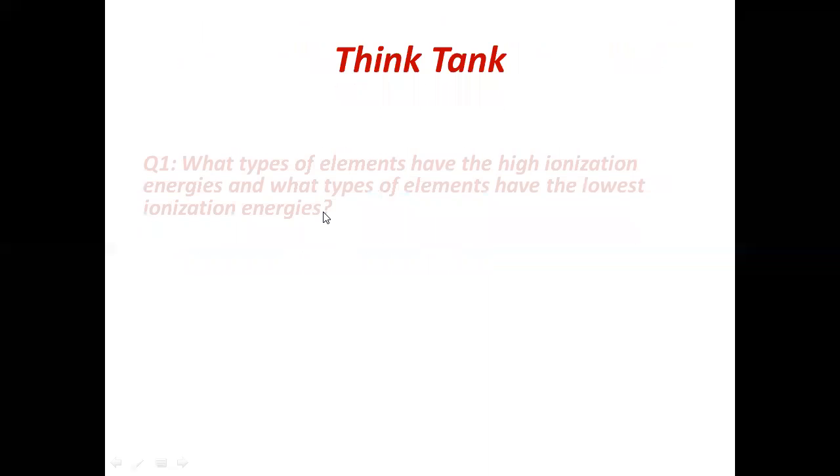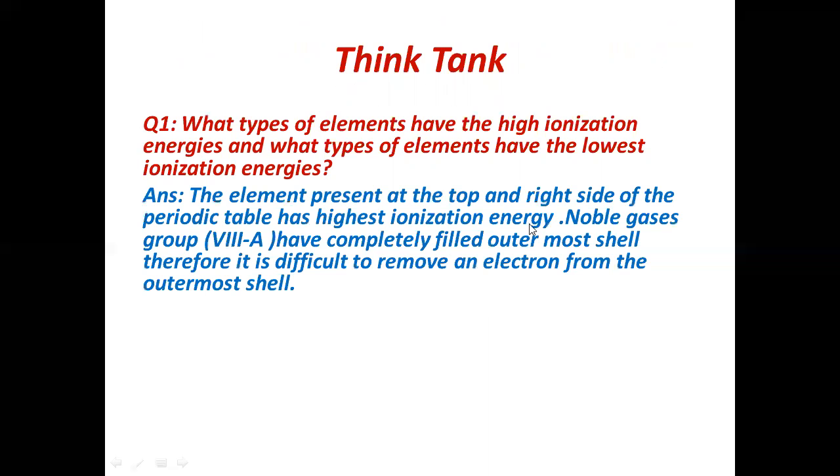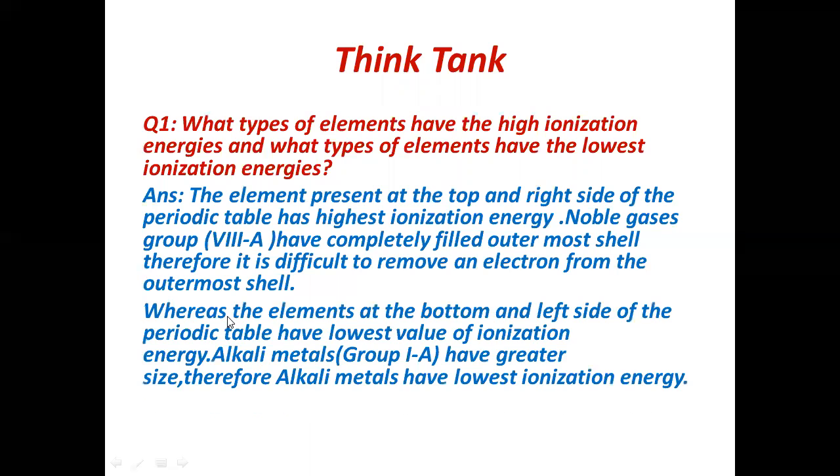Coming toward the think tank, question number 1. What type of elements have the highest ionization energies, and what type of elements have the lowest ionization energy? The elements present at the top and right side of the periodic table have the highest ionization energy, meaning noble gases. Group number 8A elements have it because their outermost shell is completely filled, so it is very difficult to remove an electron from their outermost shell. Whereas the elements at the bottom and left side of the periodic table, like group number 1A elements, have greater size and greater shielding effect, and the lowest ionization energy. Alkali metals have the lowest ionization energy, and group number 8A has the highest ionization energies.